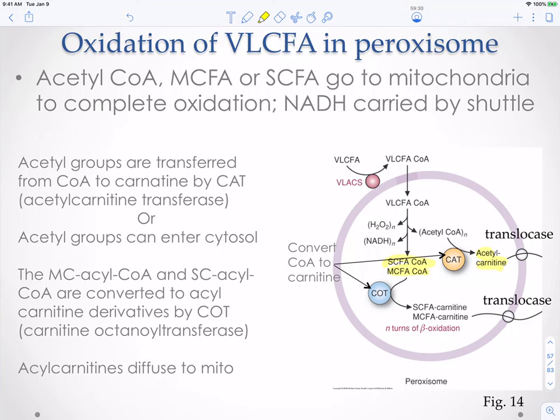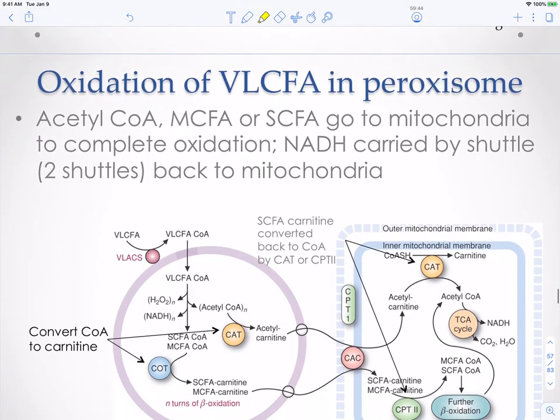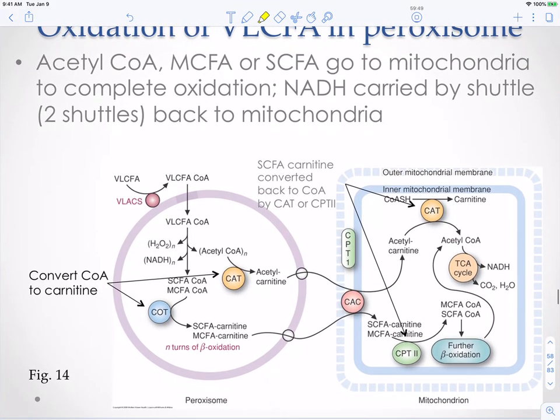You have the medium chain acyl-CoA and small chain acyl-CoA converted to acyl-carnitine by the carnitine octanoyl transferase. That's that COT. The acyl-carnitines diffuse into the mitochondria. Small chain fatty acid carnitine gets converted back to CoA by that same enzyme, which should be CPT2. So that's the same carnitine transferase that was used by your long chain fatty acids, and then they can be metabolized.